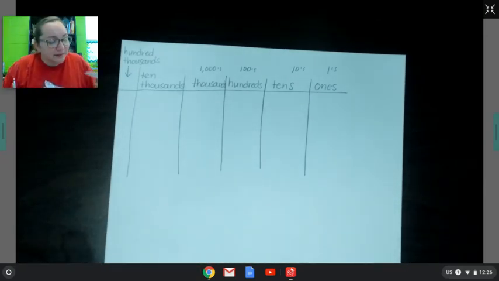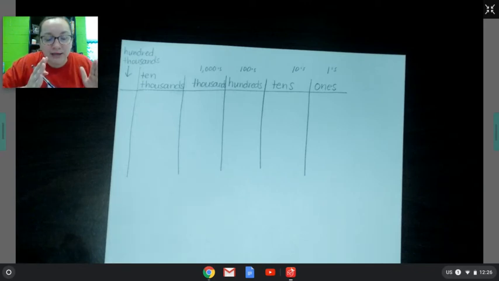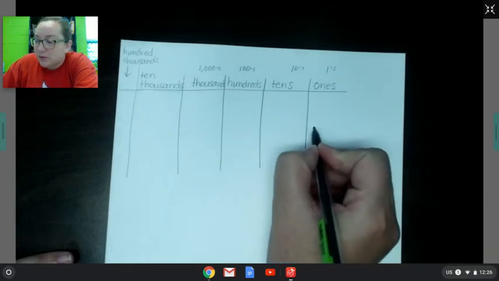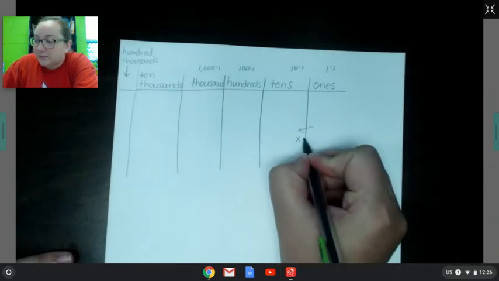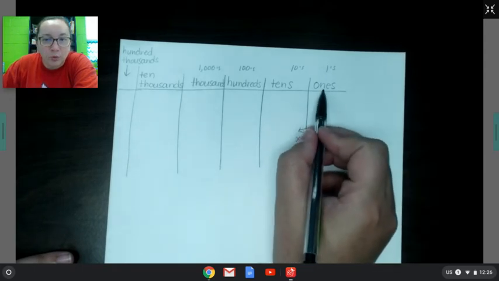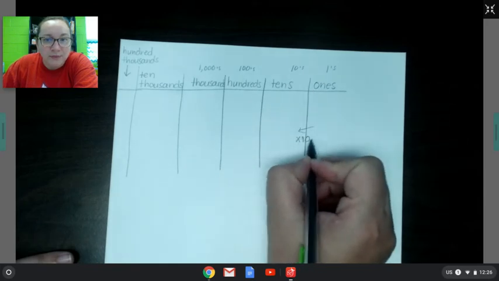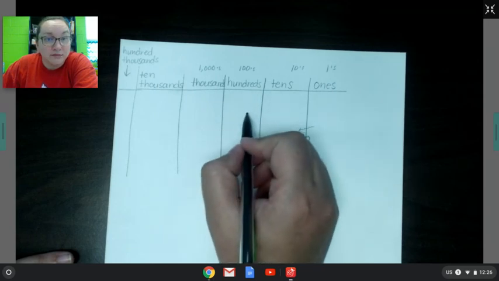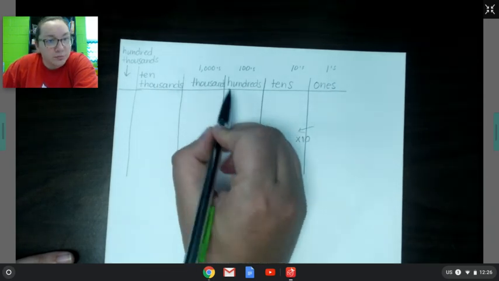Something that they do on Zearn in lesson 2 is they quickly move in the front part of your math chat. You're going to talk about bundling, and when we bundle and we move from the ones to the tens, so if we move this way, we're multiplying by 10. If we move to the left, if we get higher, going from ones to tens, we're multiplying by 10. From tens to hundreds, we're multiplying by 10. Hundreds to thousands, we multiply by 10.